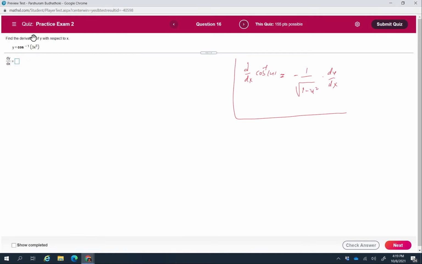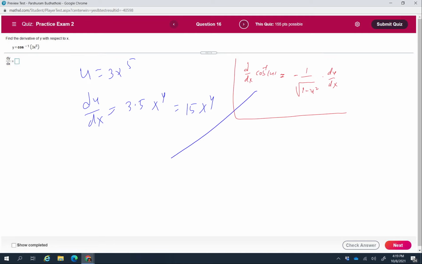For finding the derivative of an inverse function, we should know the formula. For this particular problem, the derivative of cosine inverse of u, where u is a function of x, is negative 1 over the square root of 1 minus u squared, times du over dx. So in our case, u is 3x to the power 5. So du over dx, which is the derivative of this with respect to x, is 3 times 5 times x to the power 4, which is 15x to the power 4.